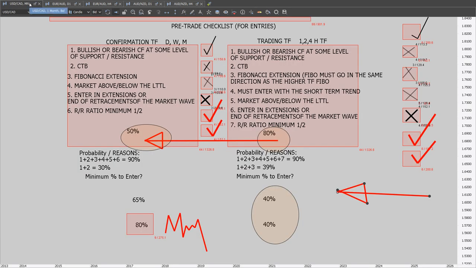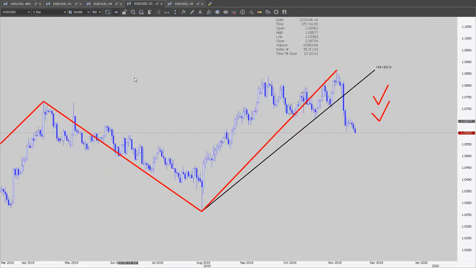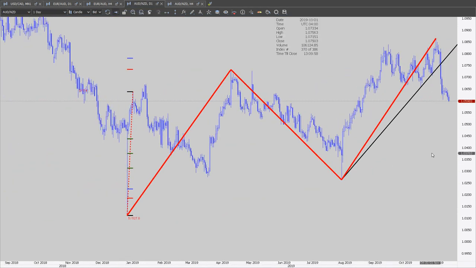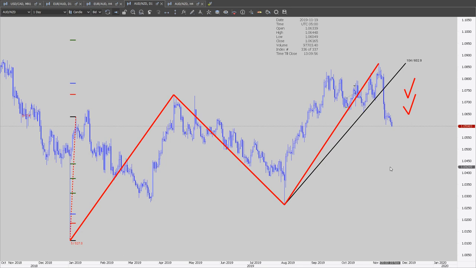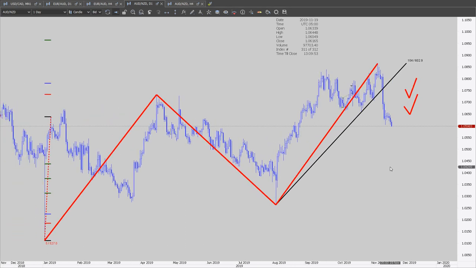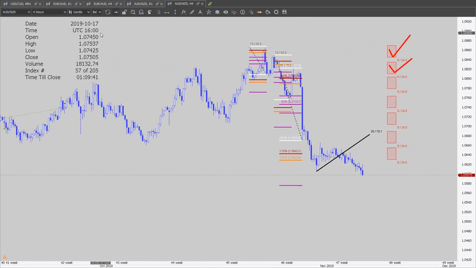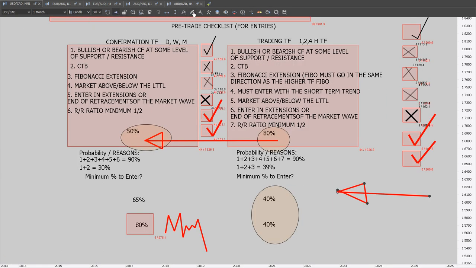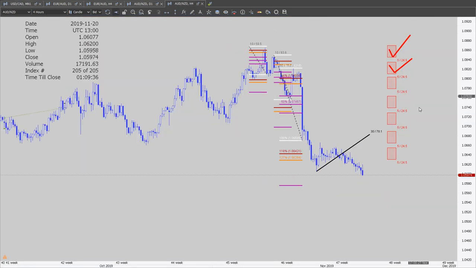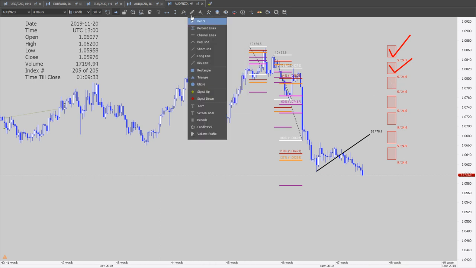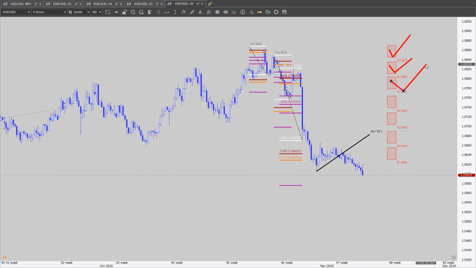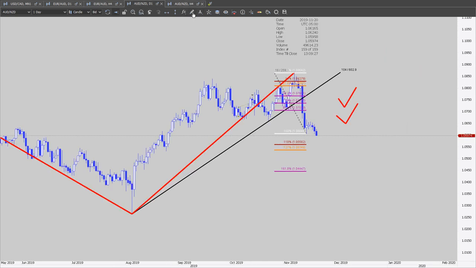What else? Fibonacci extension must go in the same direction, daily chart. We have an up Fibonacci and we have a contrarian right now. So we can trade with the contrarian, so it's okay, right? So it's a check. We can check, so number 3, it's okay. We have both Fibonacci's in the same direction, check. And here it's check, right?